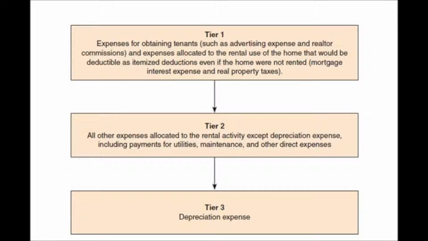The tiers are as follows. Tier 1 consists of expenses for obtaining tenants and expenses allocated to the rental use of the home that would be deductible as itemized deductions even if the home were not rented. Tier 2 consists of all other expenses allocated to the rental activity except depreciation expense, including payments for utilities, maintenance, and other direct expenses. And Tier 3 is depreciation expense. Tier 1 is deducted first, then Tier 2, and then Tier 3. Anything not deducted in the current year will be carried over to the following year.